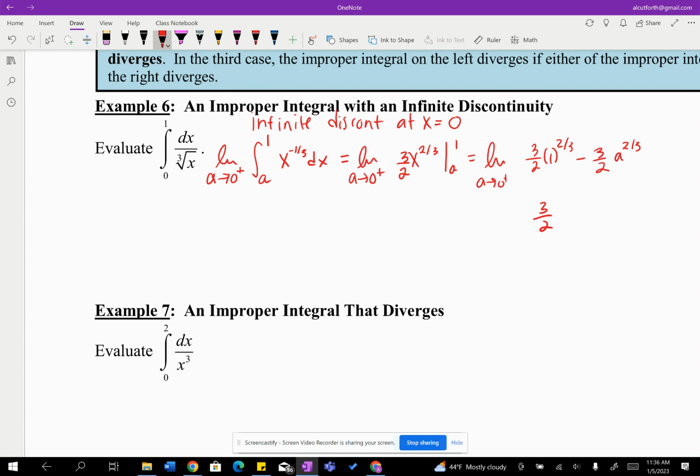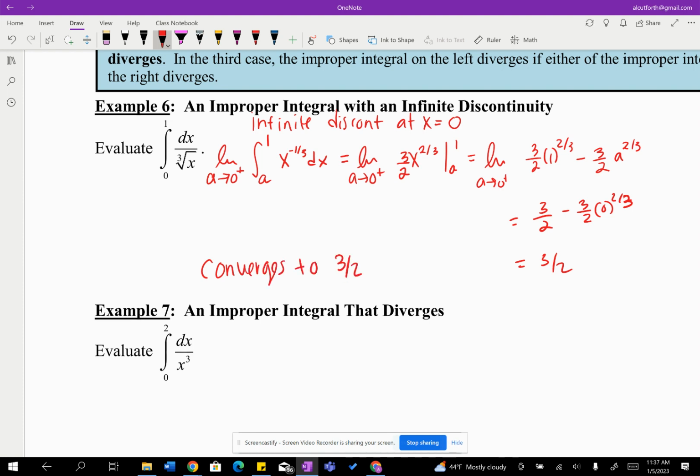And the nice thing about when we do limits is we approach numbers. Remember, we always just try to plug it in first, right? That's always what we try with limits. So we're just going to plug in A equals 0, which is just 0. So this is going to be equal to 3/2. So it converges to 3/2.